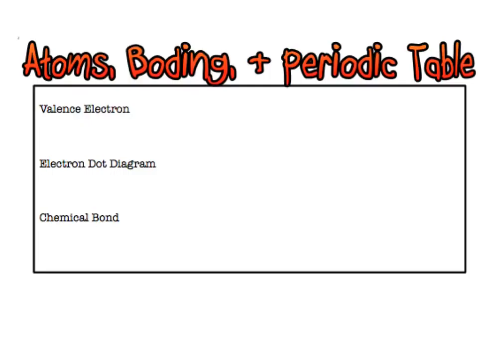When you're looking at the top half of your handout, you can see it says atoms bonding, and actually it says boating. Apparently there's a typo there. So atoms bonding and periodic table is what that should say.